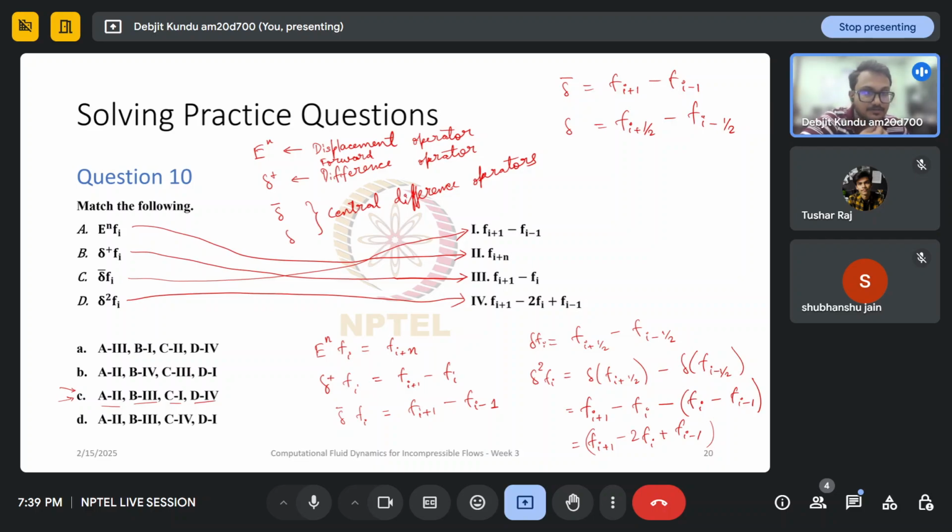Does that answer your question, or were you asking something else? Okay sir. So these two are very similar, but there's a slight difference between them. Instead of plus 1 minus 1, we have plus half minus half. Okay sir. Cool? Okay. Any other questions?